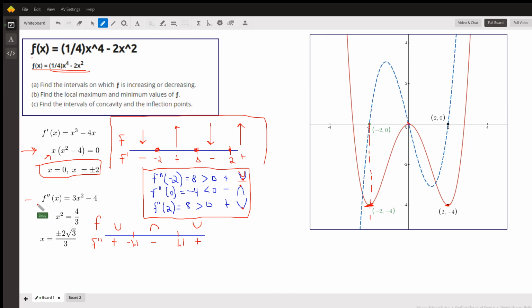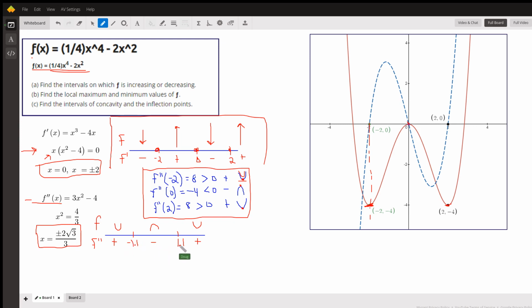Okay. Now, if you actually want to find the points of inflection, find the second derivative, find these. In the old days, we used to call them hypercritical numbers. And that's where the second derivative equals 0. 2 square root of 3 over 3 is about 1.1.